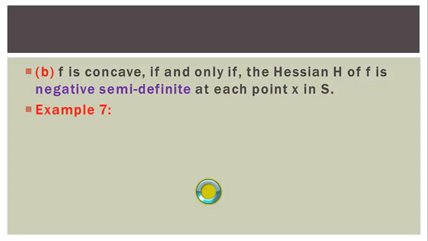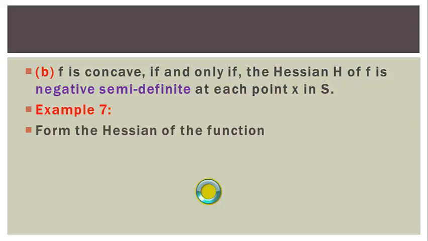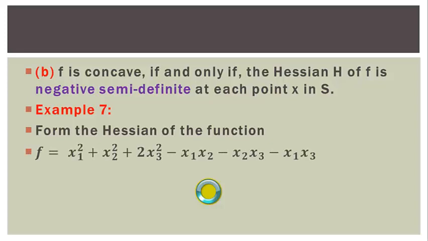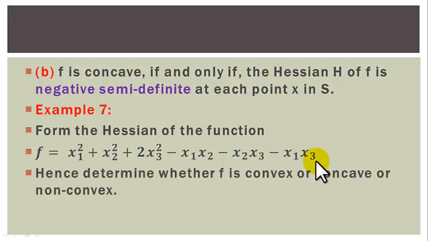Example 7. Form the Hessian of the function f equal to x1 squared plus x2 squared plus 2x3 squared minus x1 x2 minus x2 x3 minus x1 x3, and hence determine whether f is convex or concave or non-convex.